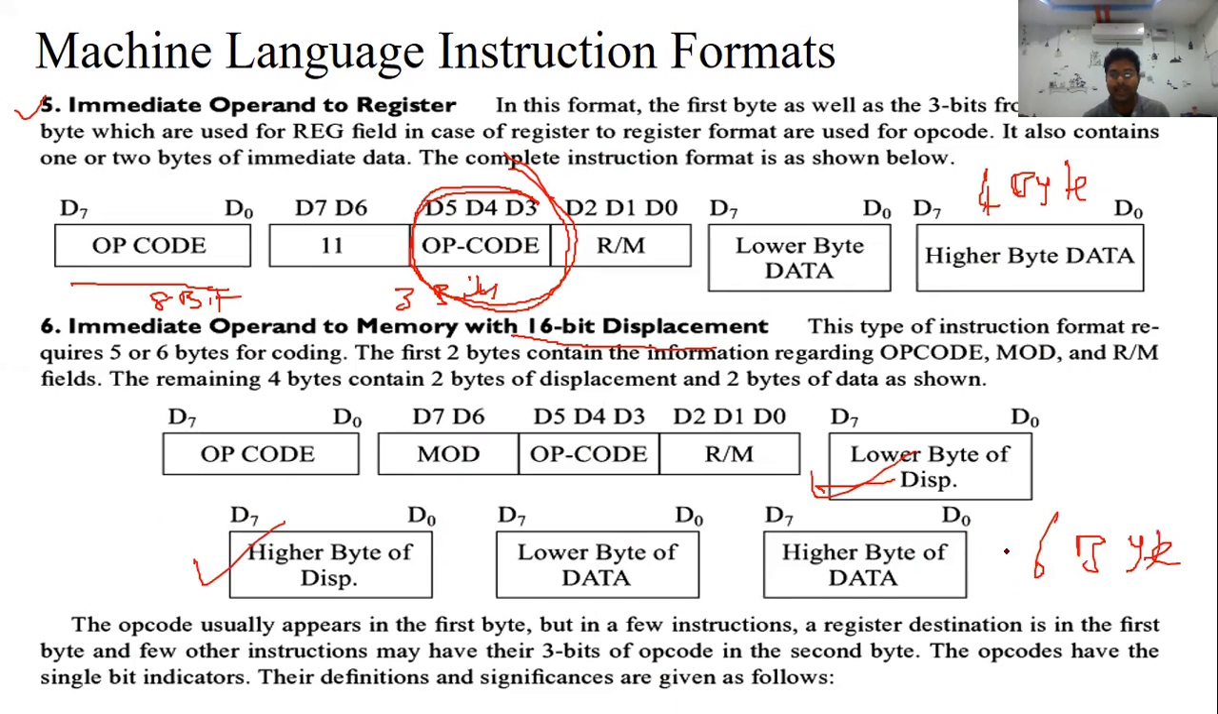This is the 6-byte instruction. Okay. So see, this one also has 3 bits dedicated to the opcode. The remaining bits are dedicated to which type of operands we are going to use, and which type of displacement we are going to use. You will see what the displacement is in the addressing modes.